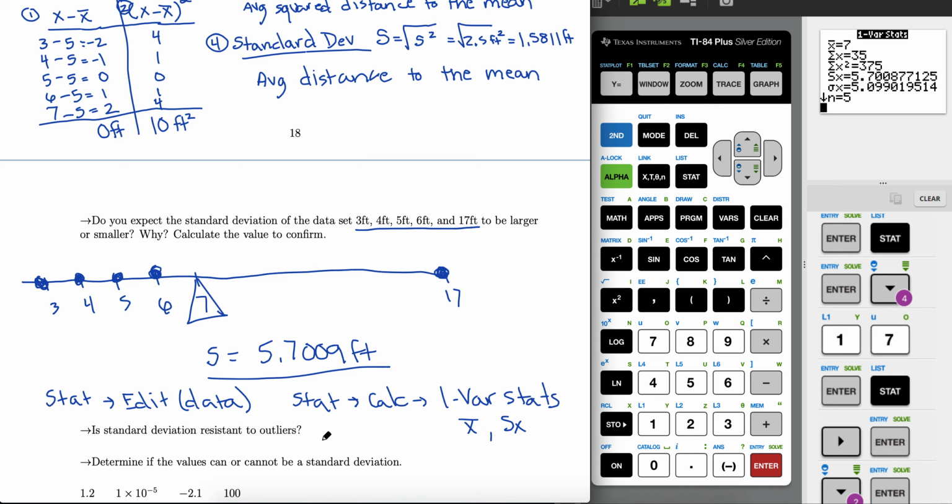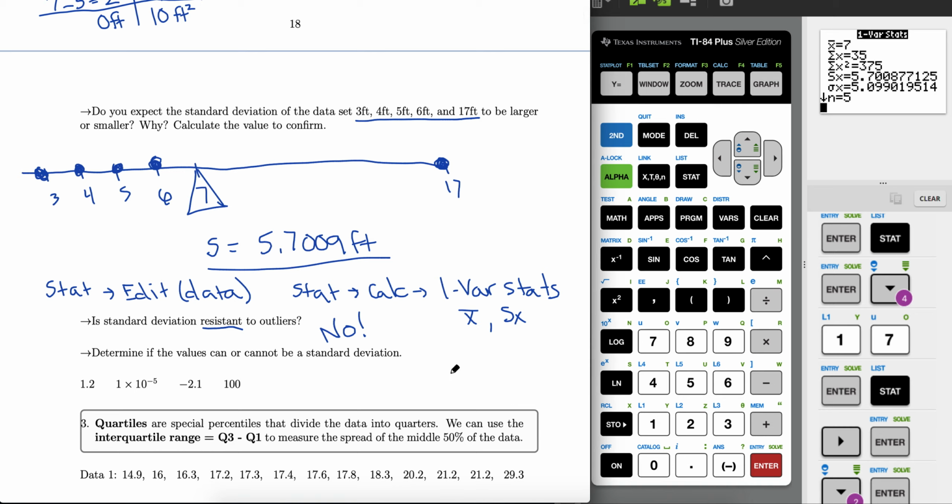So that comes to our next question: is the standard deviation resistant to outliers? And that's a big no. When we change one data point to make it an outlier, the standard deviation also changed drastically.